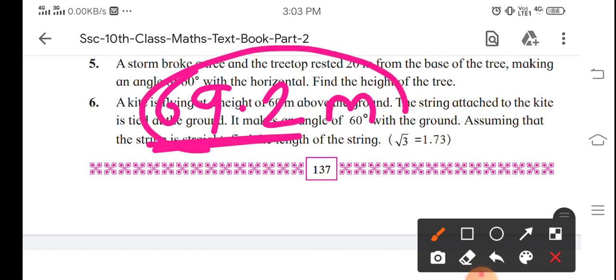So this is the length of the string, not the height. With this we have completed our question number 6 and even our trigonometry chapter.